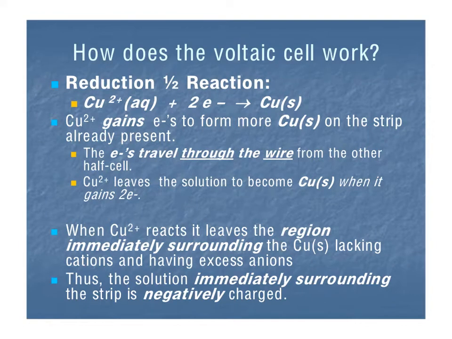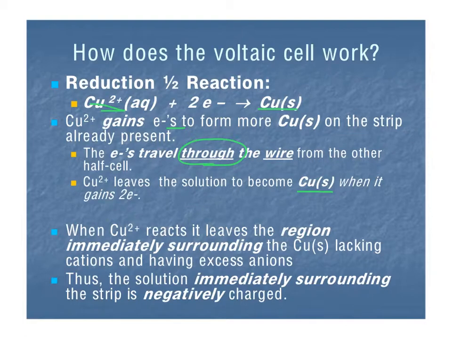Let's look closely at the cathode where the reductions are happening. Again, this is where the copper ions are being reduced into copper solid. The copper ions are gaining electrons, the definition of reduction, and these electrons are coming through the wire from the anode. As the copper ions gain electrons, they become copper solid.